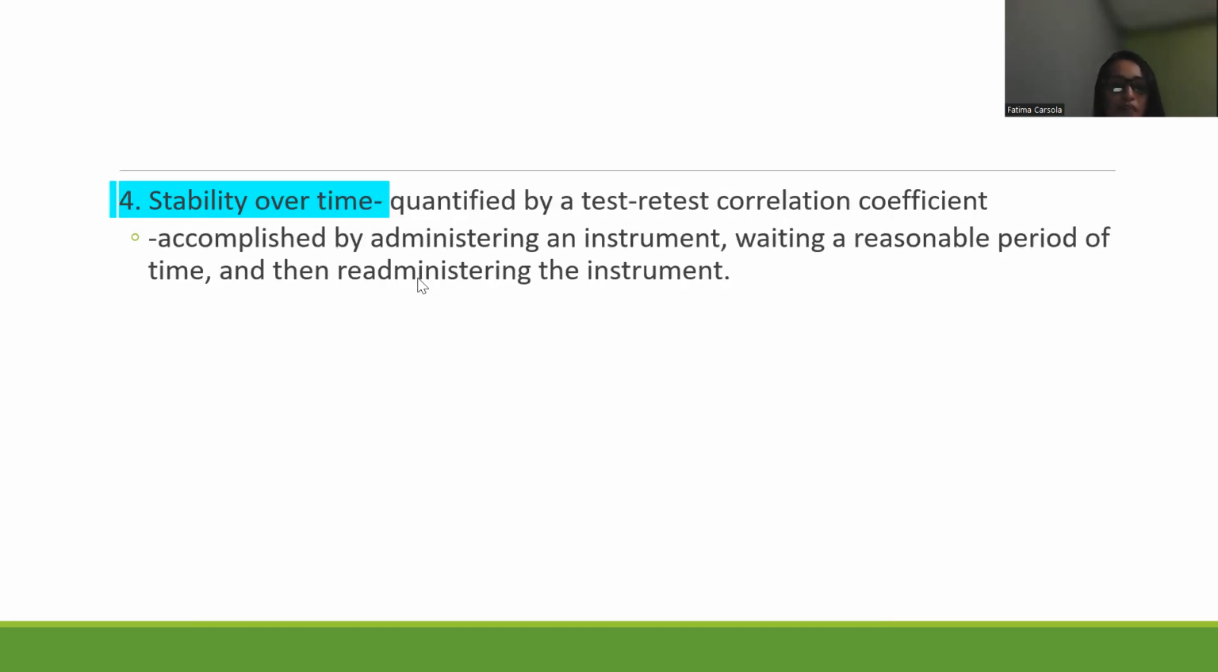Next, we have here the stability over time. So when we say stability over time, it is quantified by a test-retest correlation coefficient, and it is accomplished by, of course, giving the instrument at one time, and then waiting for another time and re-administering the instrument for us to see the stability of the instrument over time.